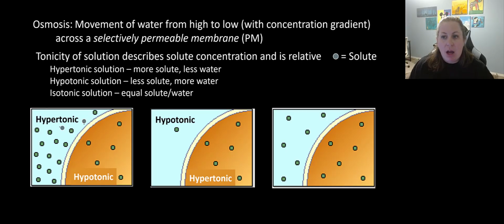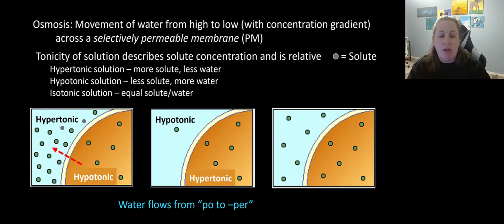So why are we talking about this? Well, osmosis is determined by the solution that the cell is in. In the different situations, water is always going to move from hypotonic to hypertonic. So in this first example, water is going to move out of the cell. See how it's moving from hypotonic inside the cell to hypertonic outside of the cell.